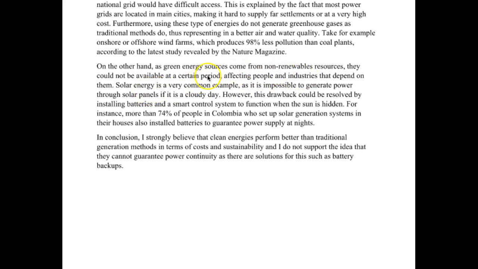Solar energy is a very common example, as it is impossible to generate power through solar panels if it is a cloudy day. However, this drawback could be resolved by installing batteries and a smart control system to function when the sun is hidden. For instance, more than 74% of people in Colombia who set up solar generation systems in their houses also installed batteries to guarantee power supply at night. Fantastic. Great example once again. Solid argument beginning to end. Coherent paragraph. So that's fantastic. Well done there. Good work, Anthony.